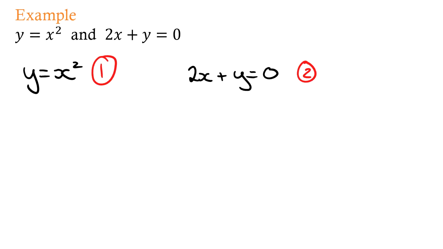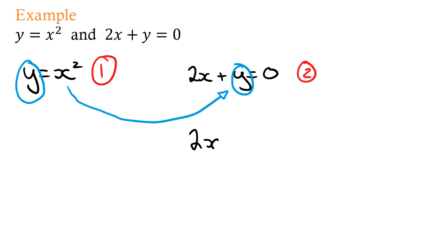What I mean by that is, notice how this has a y here and this has a y. That means they're the same thing. In our example, we have y equals x squared, so I can put this x squared in here where the y is. What I end up with is 2x plus x squared equals 0. Now I'm just going to rewrite it to make the highest power at the front. That's a really good practice.